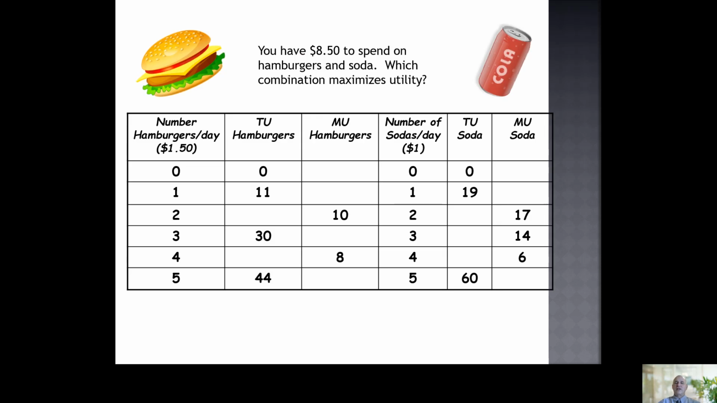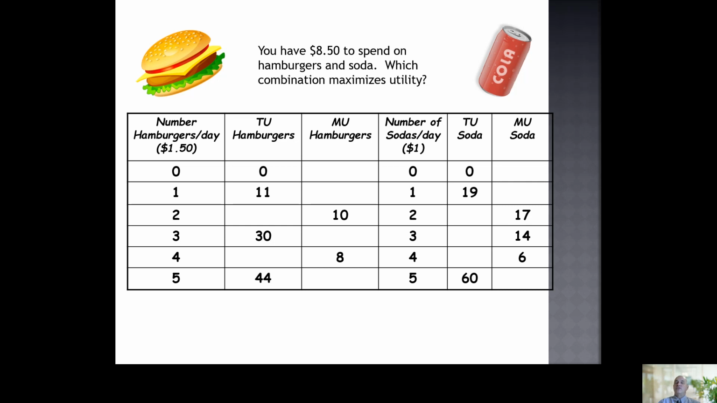So let's look at how we make some of our choices. Let's imagine that I have $8.50 and I am going to decide to purchase a hamburger and soda, and I can purchase different amounts. And so you'll notice in looking at this chart, if I consume 0 hamburgers, I get no satisfaction. TU stands for total utility. My total utility is 0.